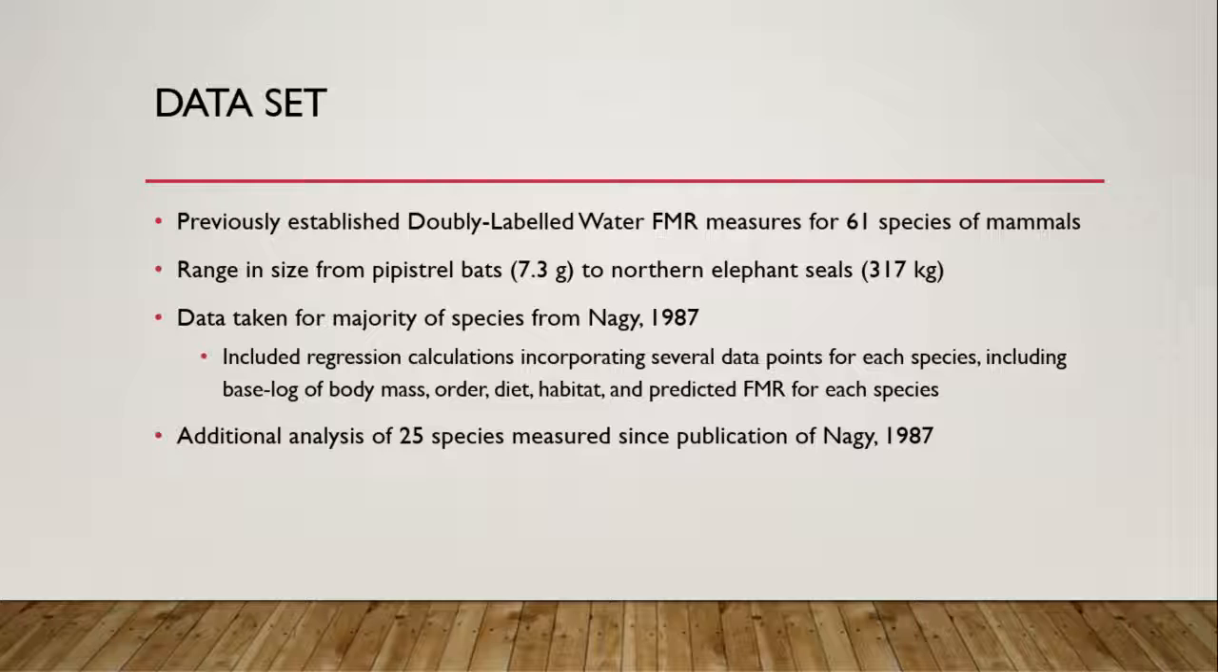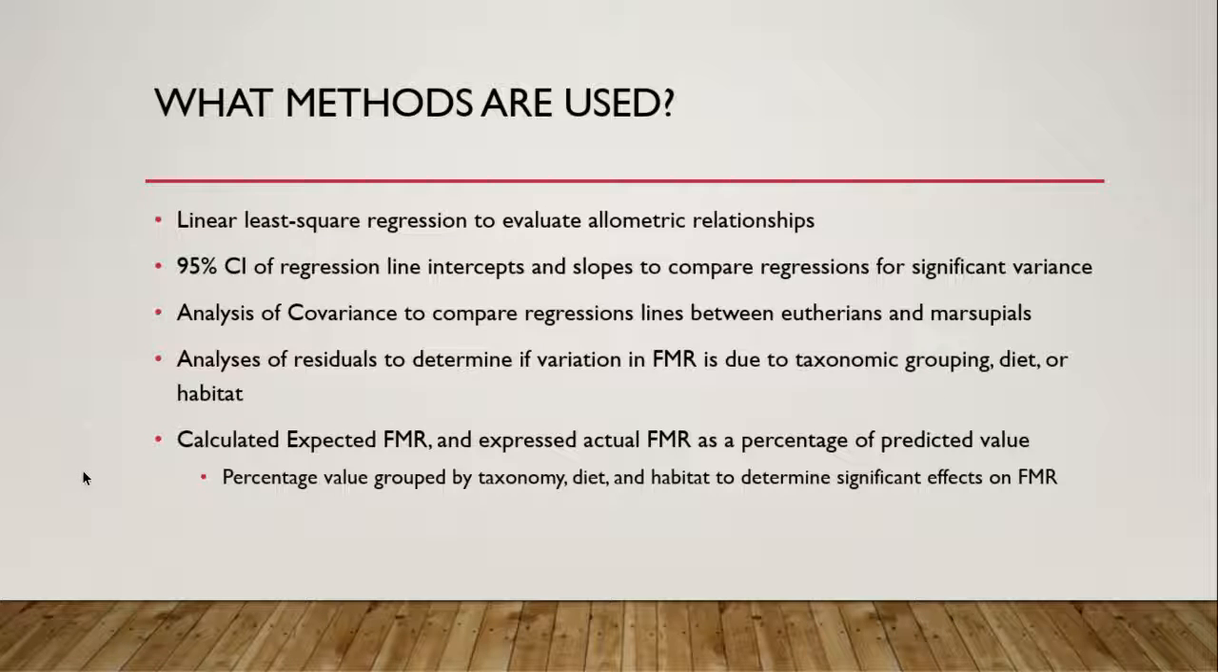The mammals observed ranged in size from the 7-gram pipistrelle bat to the 317-kilogram northern elephant seal. The data set included regression calculations, including data points on body mass, order, diet, habitat, and predicted FMR for each species. Body mass was measured in base log because it comes as allometric data, as we talked about in previous lectures.